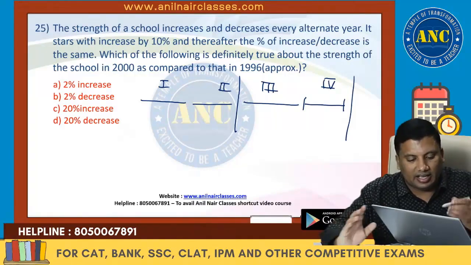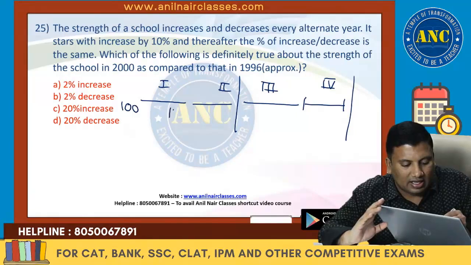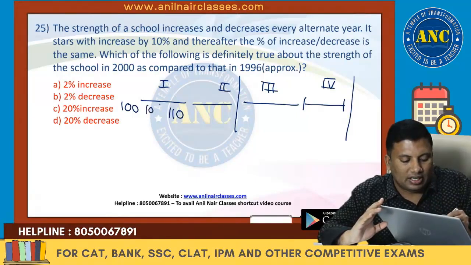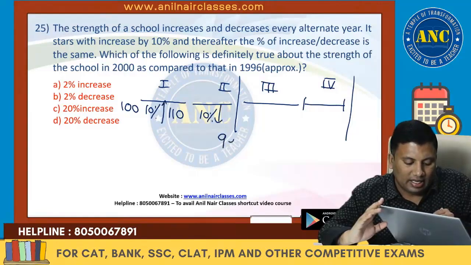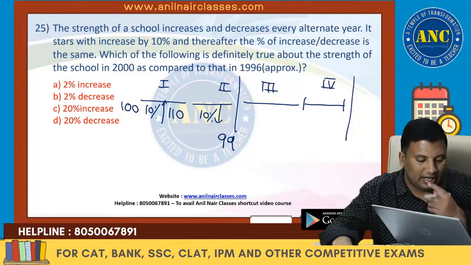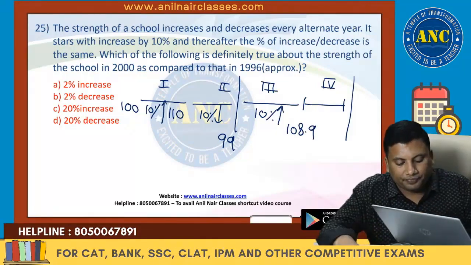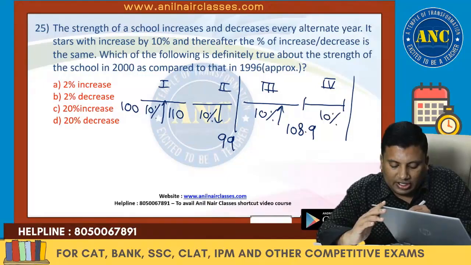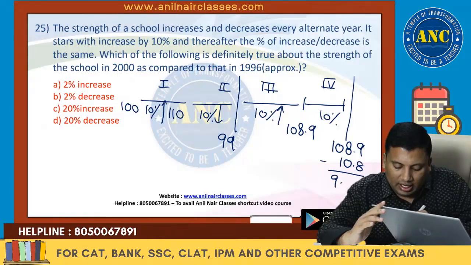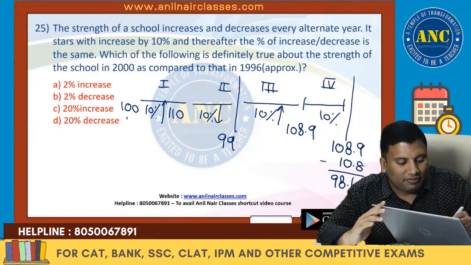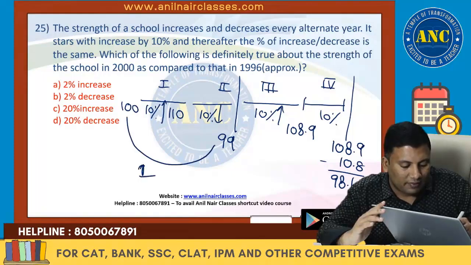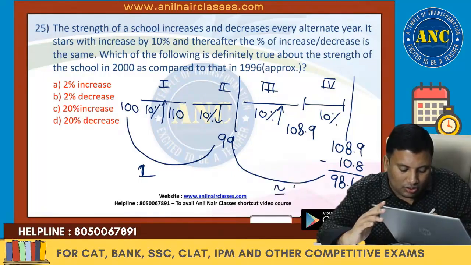First increase then decrease. So if it is 100, it is 110. 10% increase. Again 10% drop. It is 99. Again 10% increase. It is 108.9. Again 10% drop. 108.9 minus 10.8, 98.1. Now if you see these differences, it is 1. These difference, it is also closer to 1.